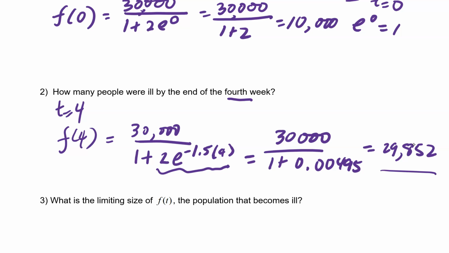So the question is, what is the limiting size of f of t, the population that becomes ill? Well, it can't be any more than 30,000 because that's all the people there are. And again, hopefully we're not going to be going quite in that direction.